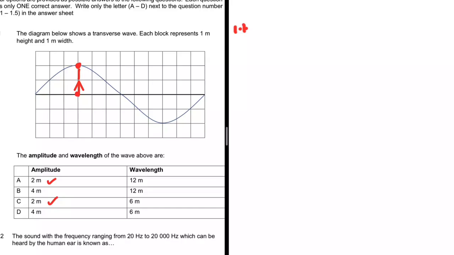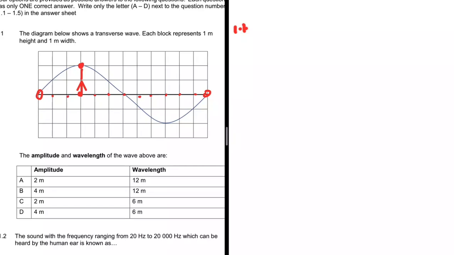Now let's figure out the wavelength. So the wavelength will be from this point to this point. So we need to calculate the number of blocks. So that is going to be 1, 2, 3, 4, 5, 6, right? 7, 8, 9, 10, 11, 12. And then we know that one block represents 1 meter. So the wavelength would be 12 meters. So the answer to 1.1 is actually A. The amplitude is 2 meters and the wavelength is 12 meters. So there we go. We have A.